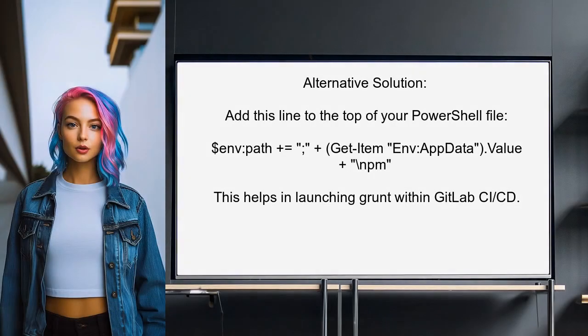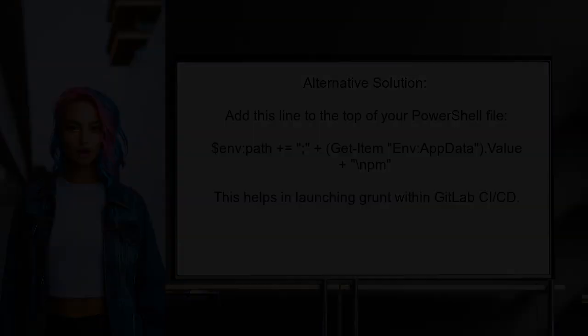An alternative solution for using PowerShell in GitLab CI is to modify your script. A user suggests adding a specific line at the top of your PowerShell file. This line updates the environment path to include the npm directory from the app data folder.